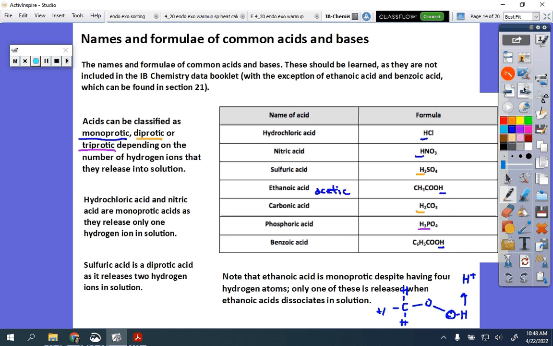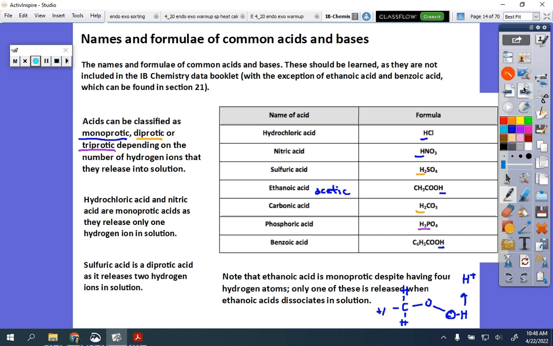All right, so I'm going to post these slides, so you'll have this. We're going to talk about a few common acids. These are not, with a couple of exceptions, found in the data booklet, so these are things that you should probably need to memorize. It's kind of like memorizing the common ions, the polyatomic ions. These are basically the polyatomic ions. Many of them are the polyatomic ions that you need to know with some hydrogens attached.